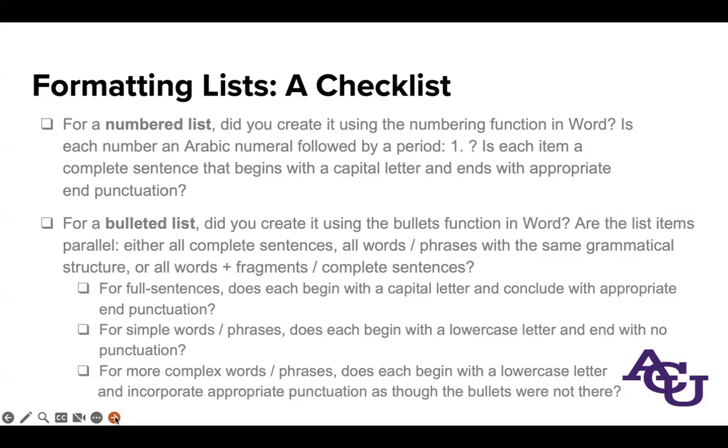And of course, if you use the combination strategy, make sure that any full sentences begin with capital letters and end with end punctuation. Anything that's not a full sentence would still begin with a lowercase letter, and you would follow with end punctuation definitely if you were going to be continuing on with a sentence after it.